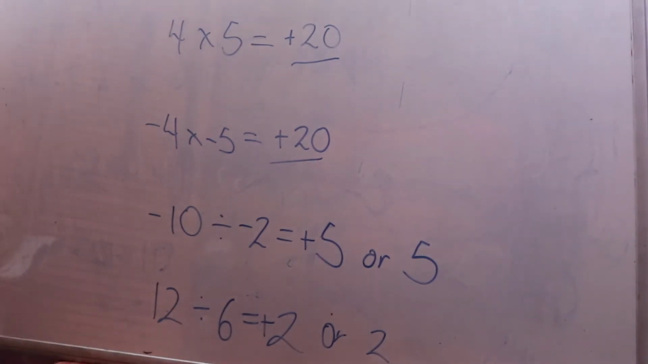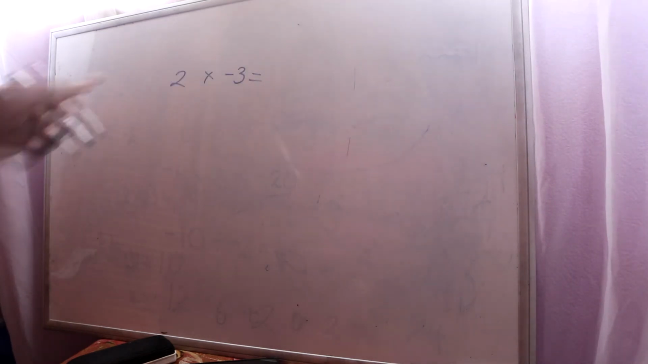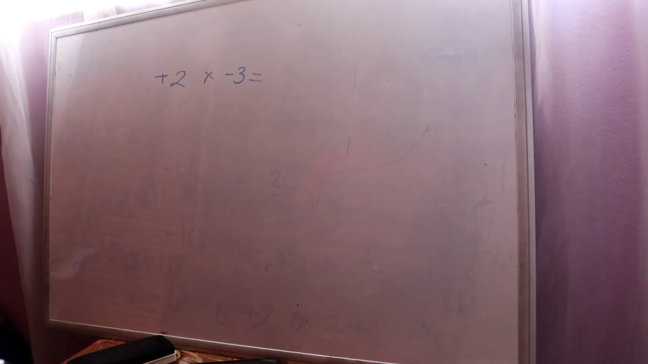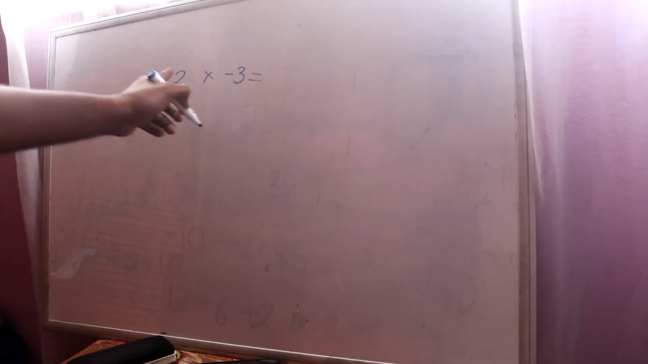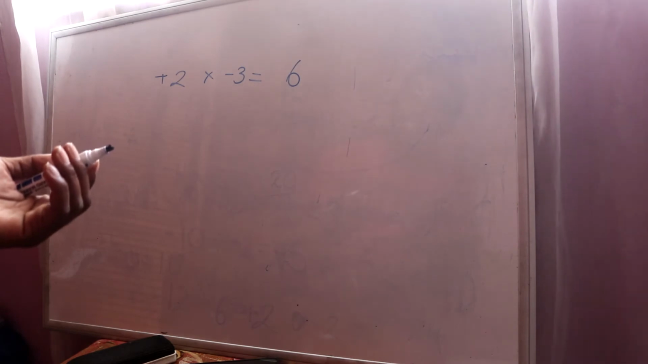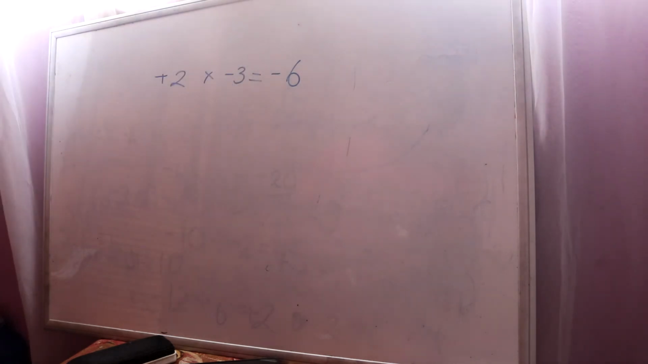What about when the signs are different? Let's look at that. Let's say we have a 2, and we're multiplying it by negative 3. So this is obviously positive 2, and this is a negative 3. So we have positive 2 multiplied by negative 3. What do you think the answer would be? Well, we know 2 3s are 6, but the real question is, is it going to be positive 6 or negative 6? The answer is it's going to be negative 6.